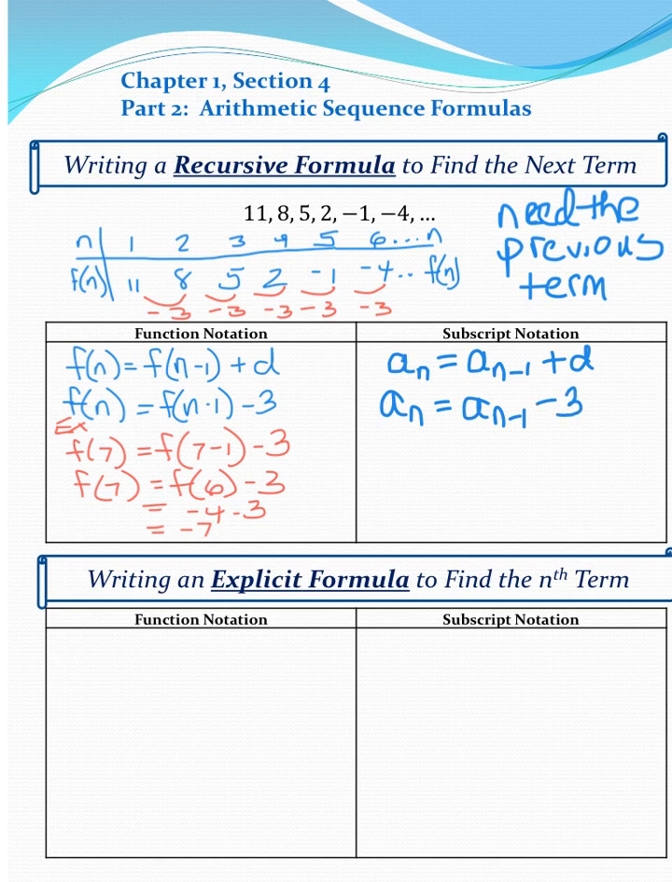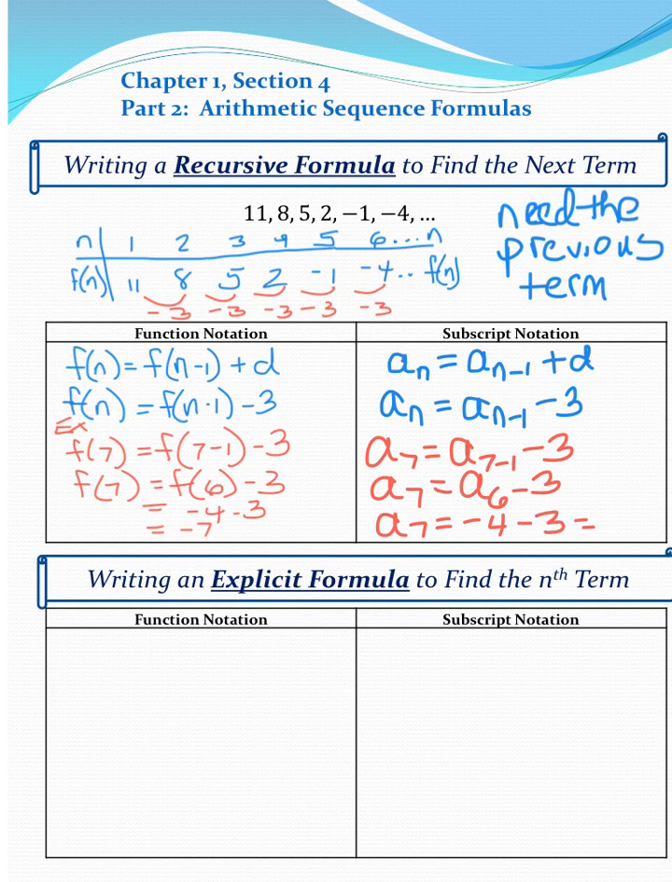And then if we looked at another example here, say a sub 7, we'll do exactly what we did to the left. A sub 7 would be a sub 7 minus 1, or a sub 6 minus 3. And so we would just take our same numbers that we did previously. -4 minus 3 equals -7. So in this style of notation, which is pretty common in textbooks as well as online, sequences and series would use this type of notation.